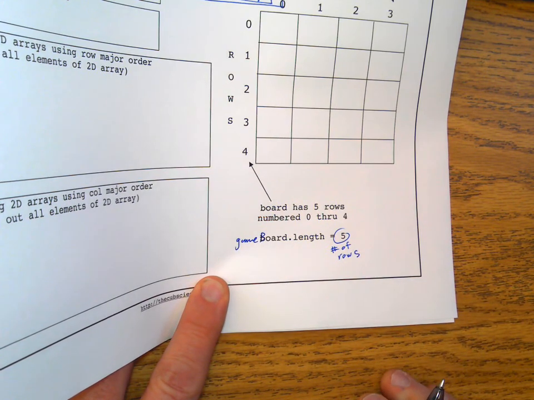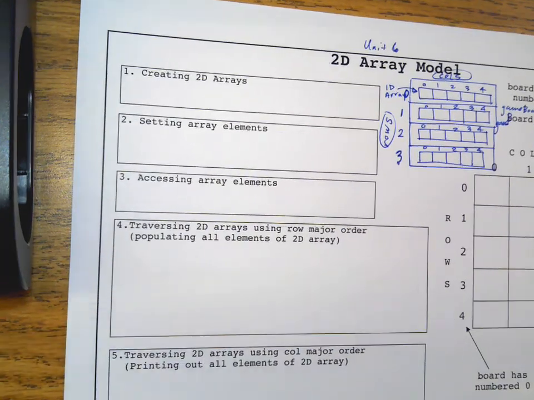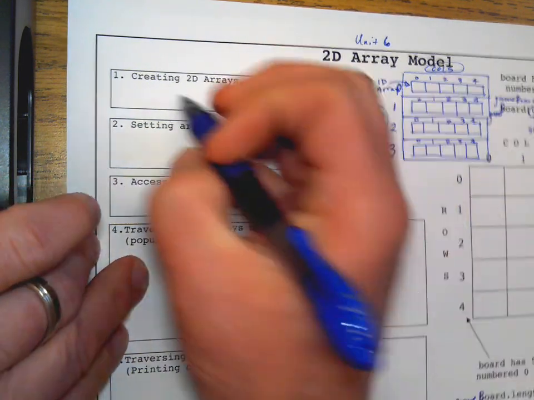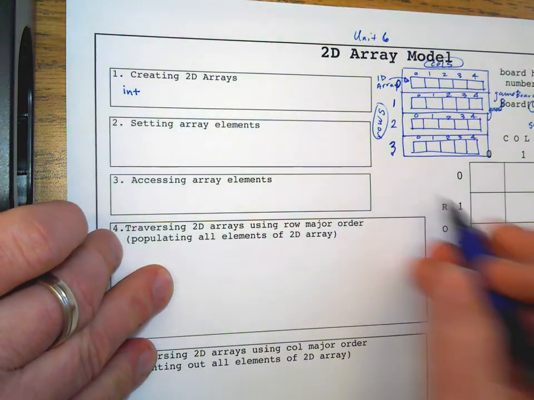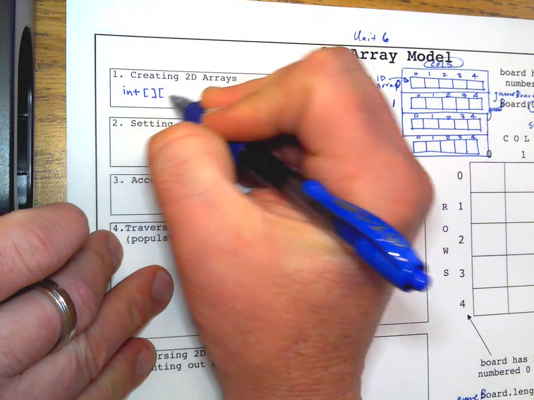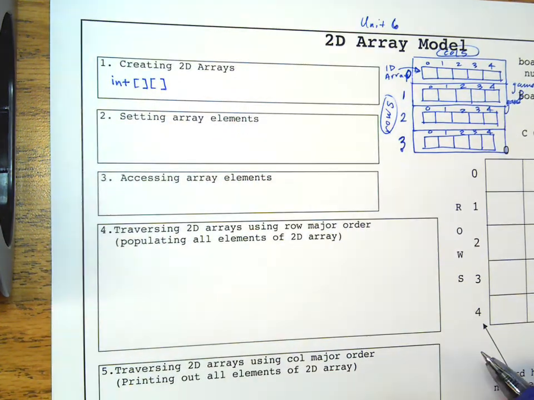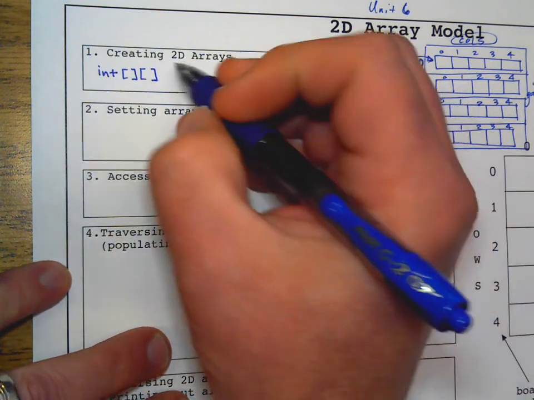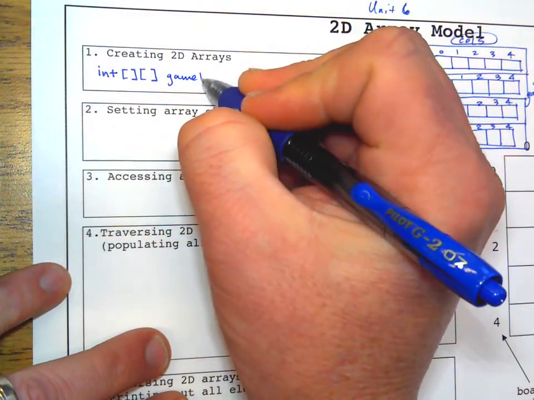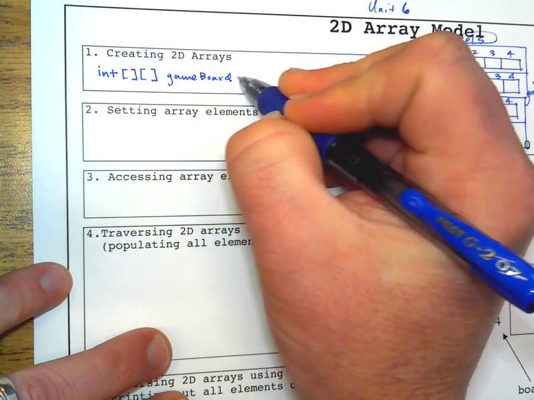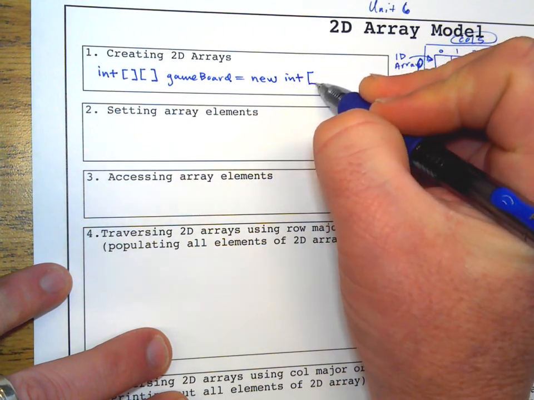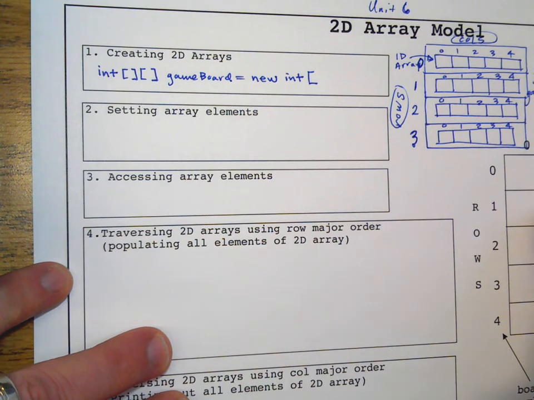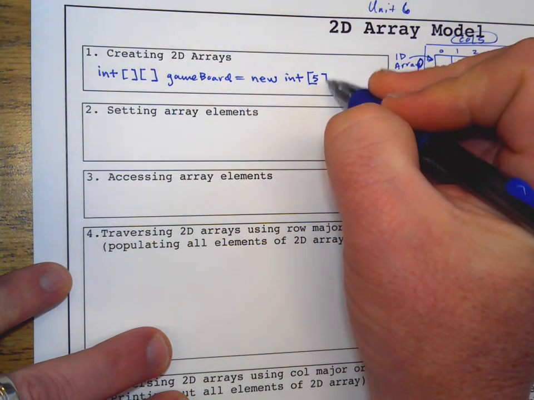Okay. Now, how do we create a 2D array? The way we create a 2D array is we say what kind of thing is going to be in it. They can hold primitives or objects. So int, bracket, bracket. The double brackets indicate that it's going to be a two-dimensional array. Then you give it a name. I'm going to call it game board. And then you say equals new int, and here you put the numbers. I'm going to create the game board that's over here. We want to put the number of rows first and the number of columns second.